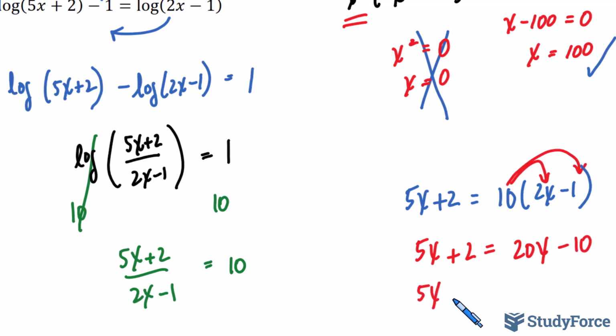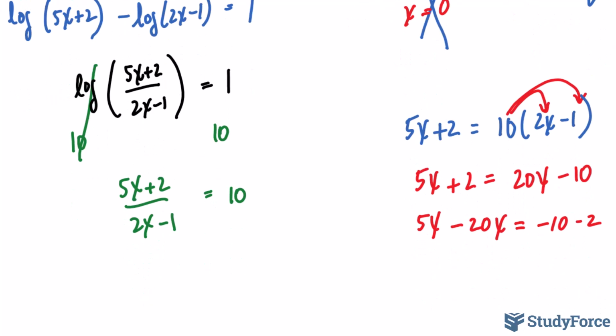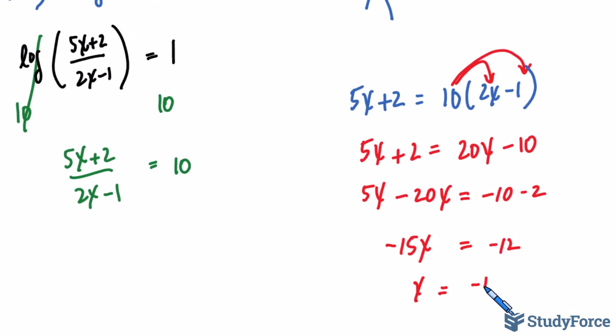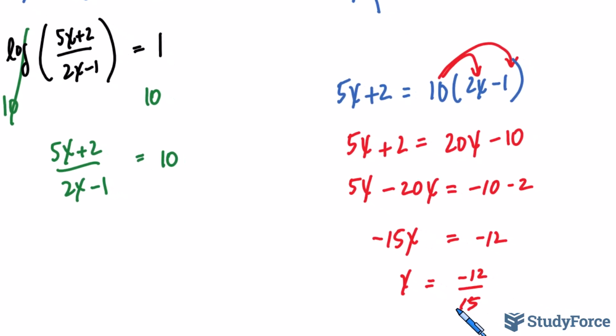bringing the x's to the left side, and the constants to the right side. We get negative 15x is equal to negative 12, and x is equal to negative 12 over negative 15, that is, and that leads us to 4 over 5, or 0.8.